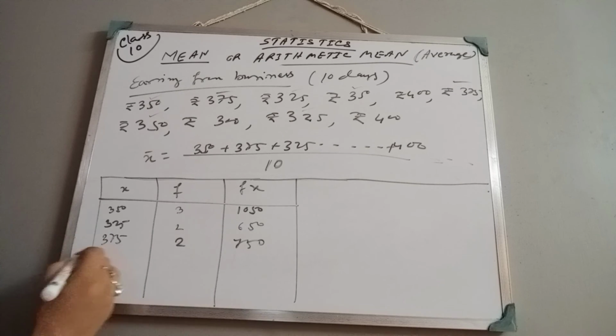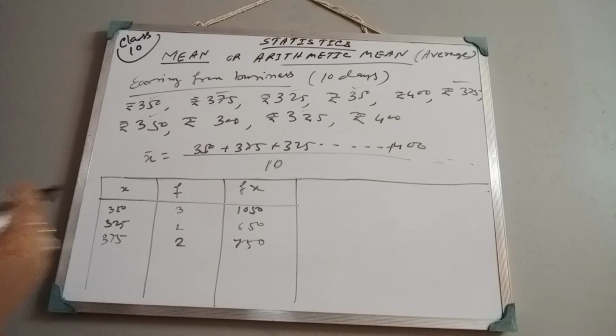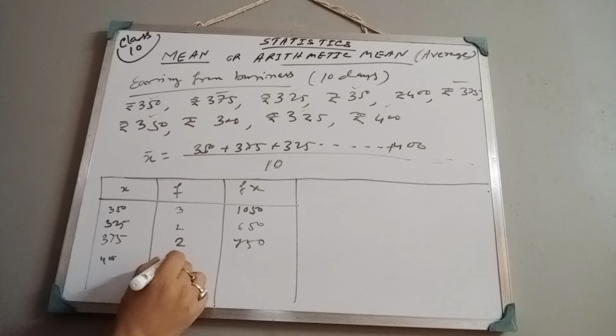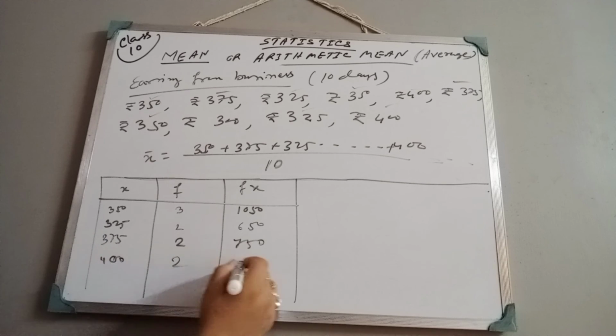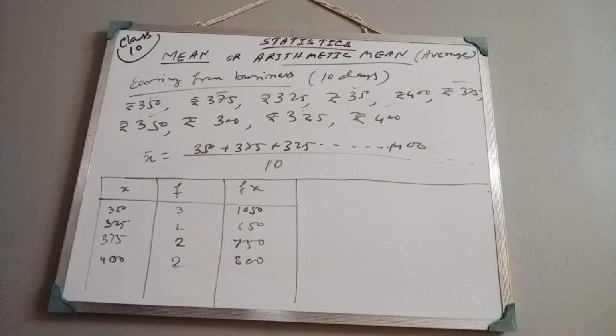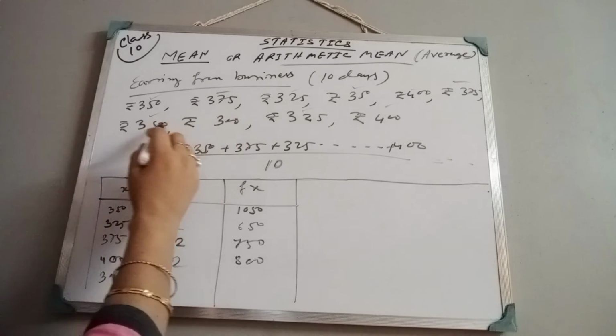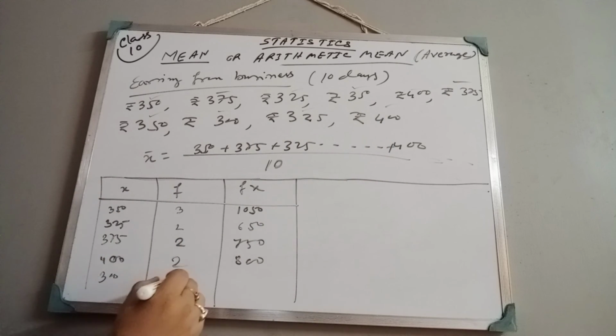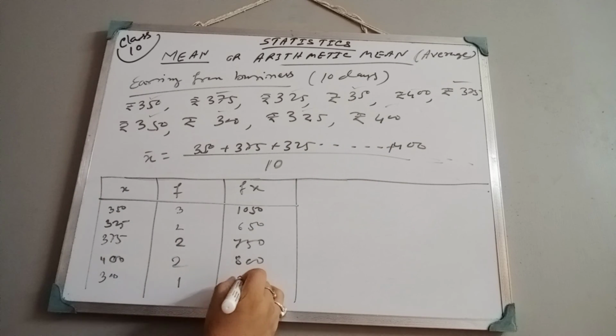Similarly, next is 400. For 400, only 2 days, this and this. So 400 also has 2 days, and it comes to 800. Next is 300. For 300, only 1 day. The frequency of 300 is only 1. So fx is this. Then what will we do?